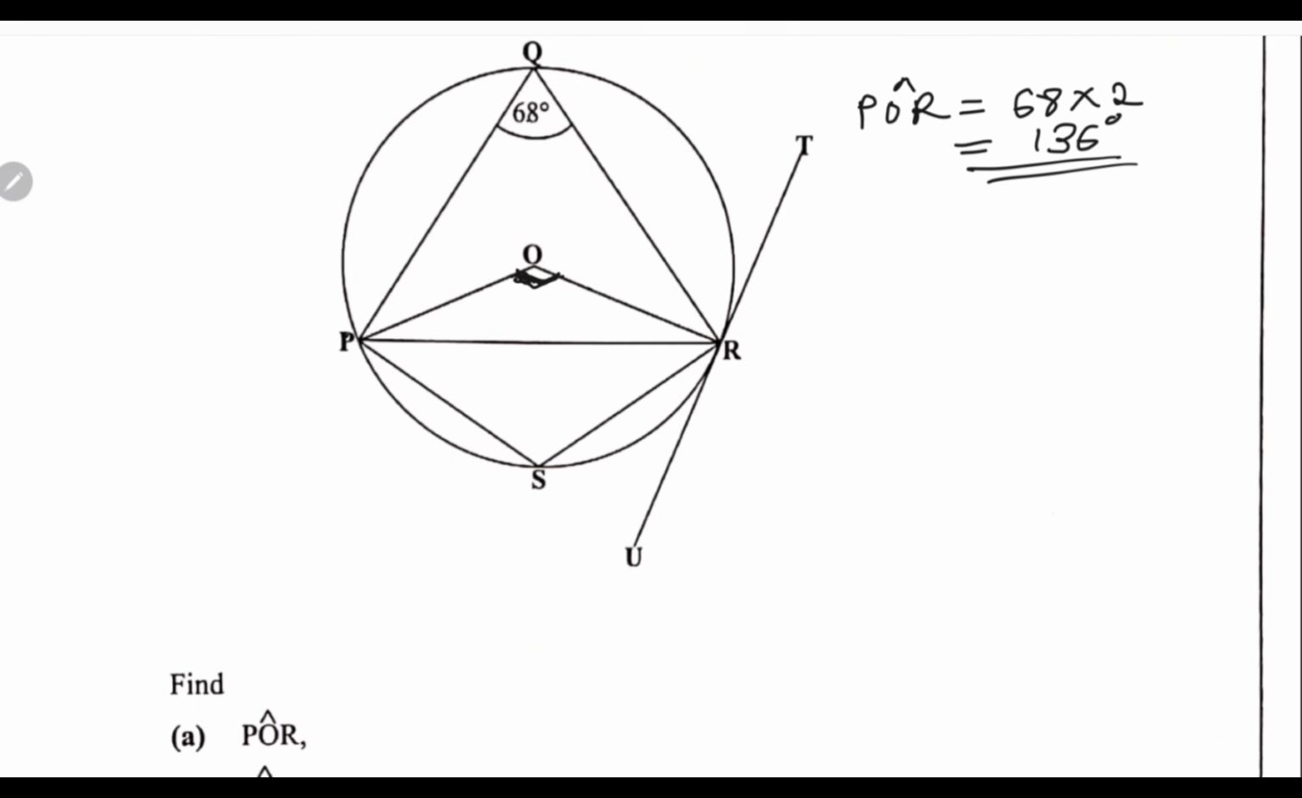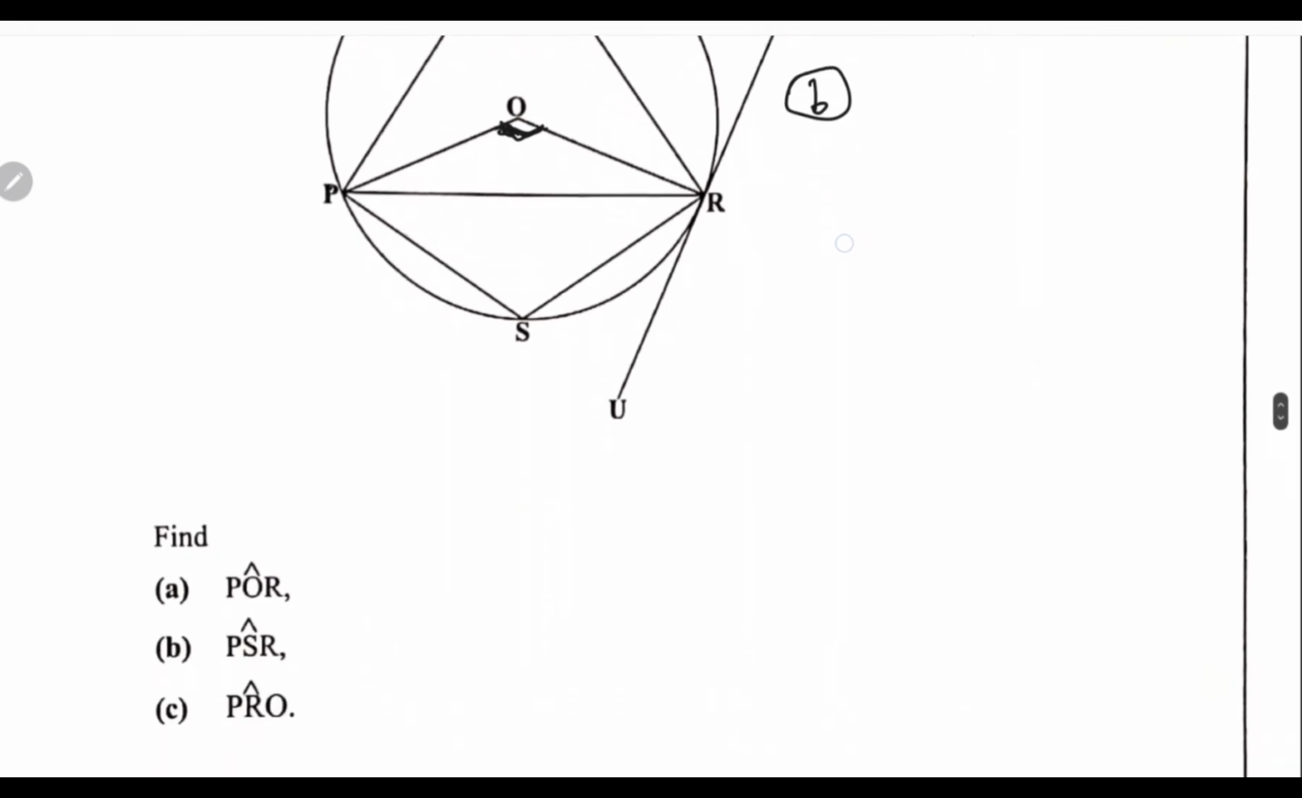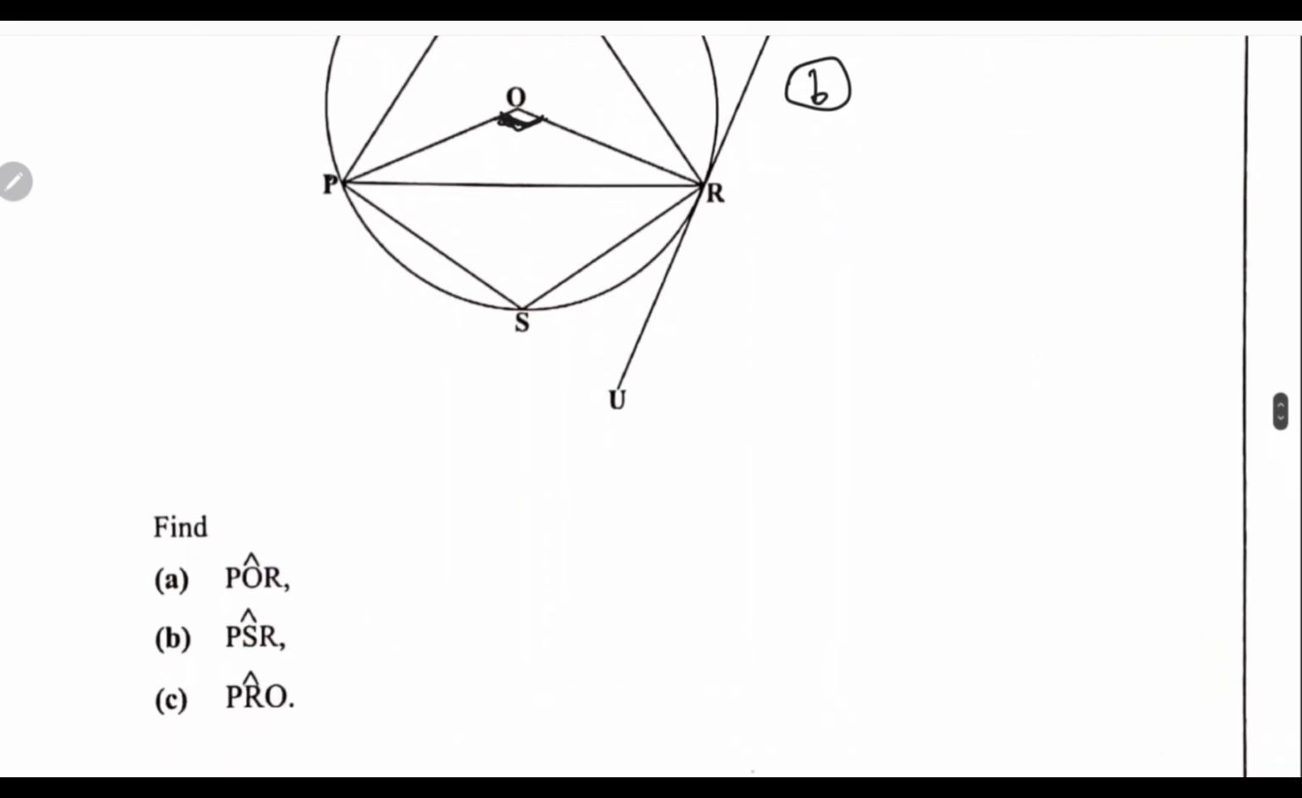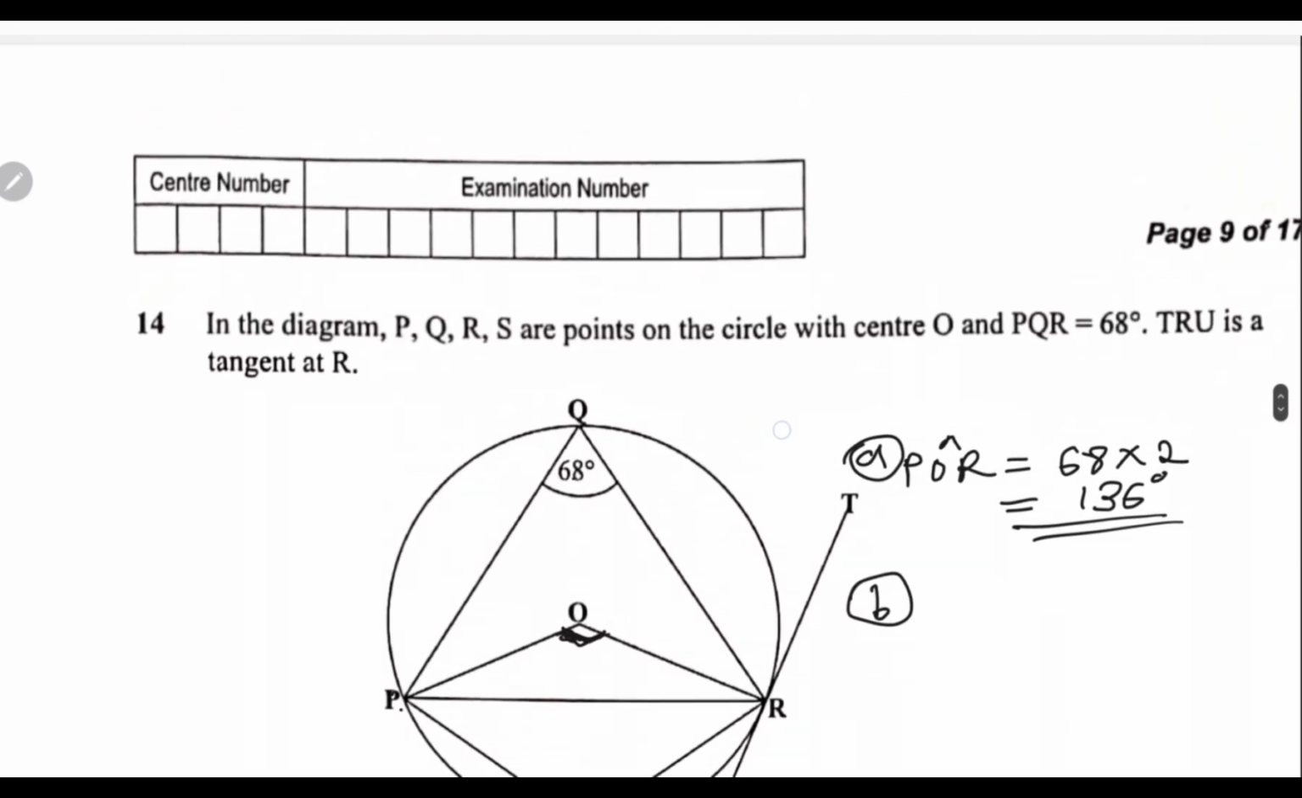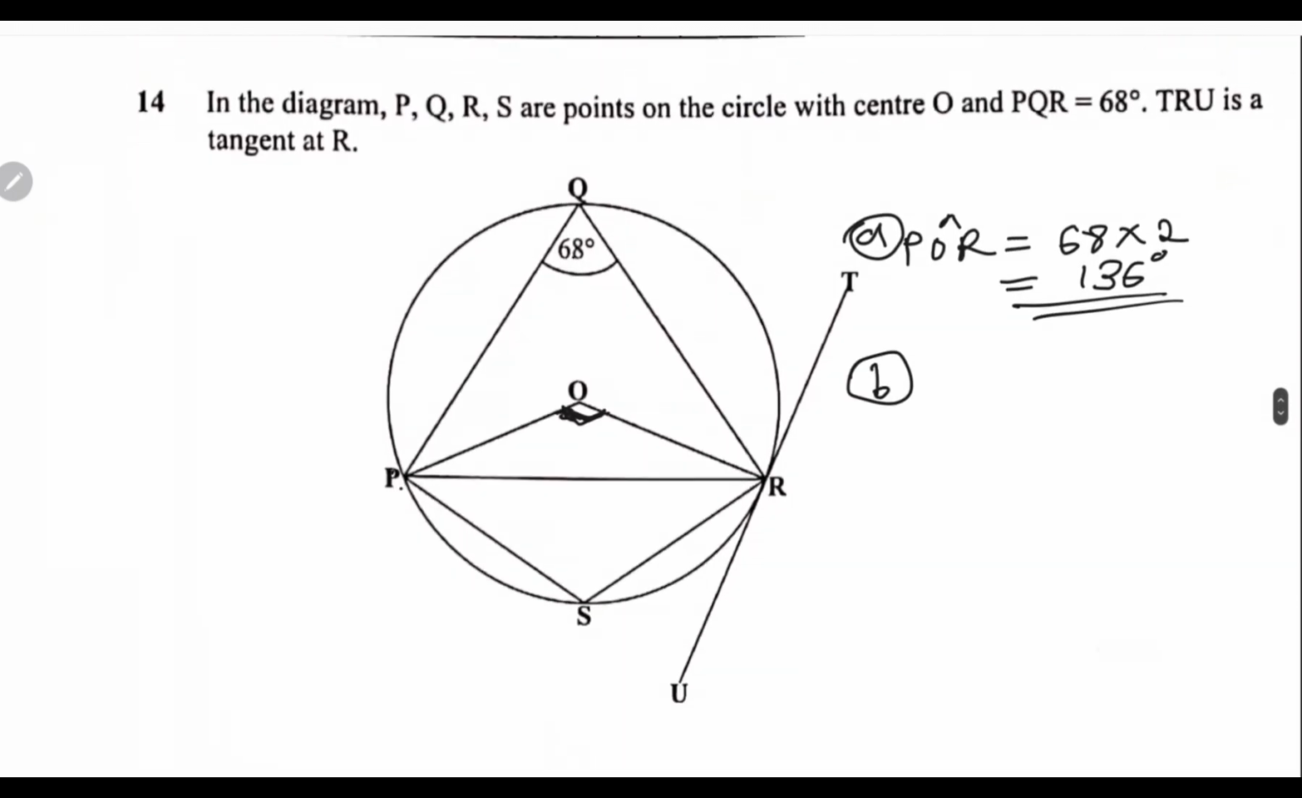What property are we using? The property we are using is angles at the center are twice as big as the angles at the circumference. So we are done with part A. With part B, we are asked to find angle PSR. So what is angle PSR? This is the angle. Again, this is not a difficult question.